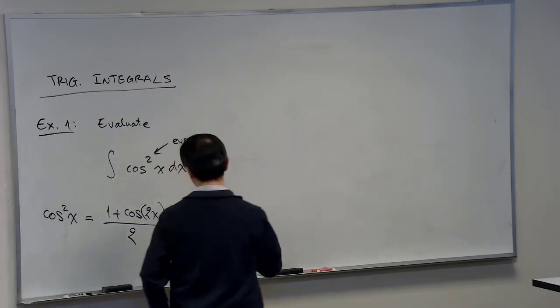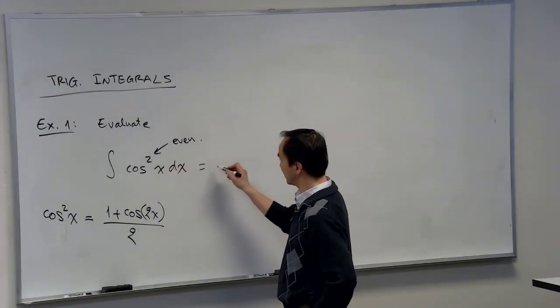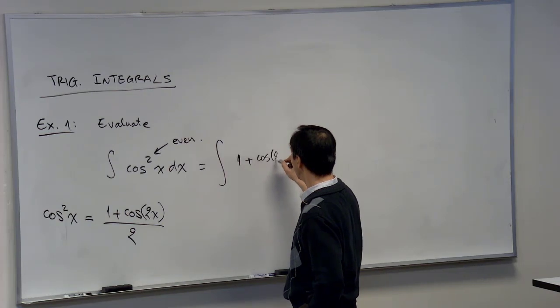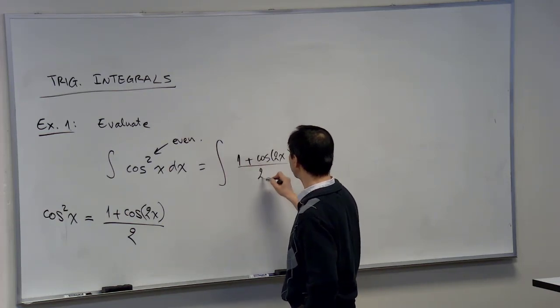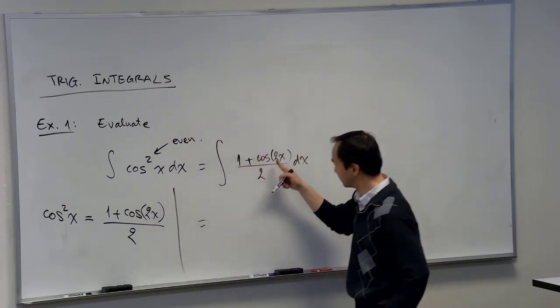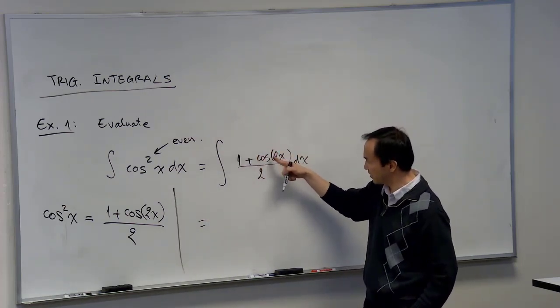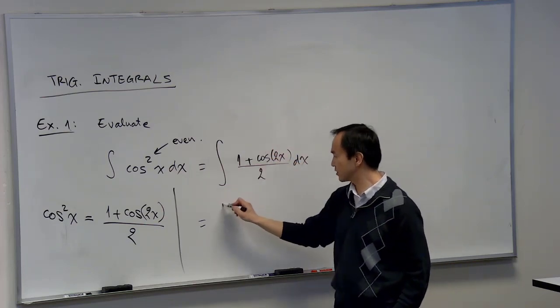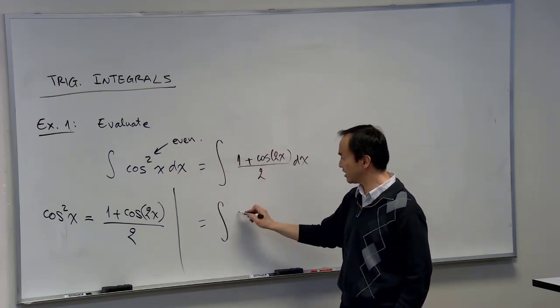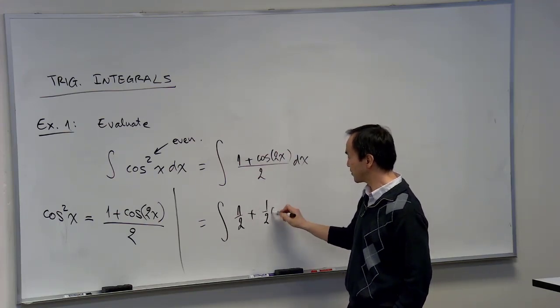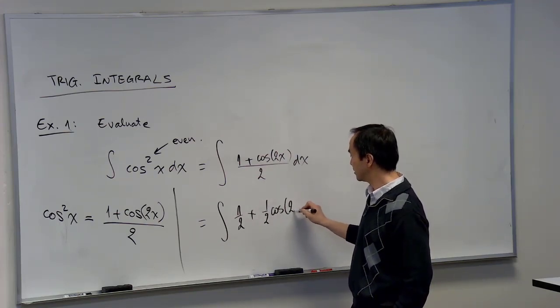So our integral here becomes the integral of 1 plus cosine of 2x, all over 2, dx. Doing this gives us some advantage, because we bring that to the ordinary cosine with power 1, making it easier. So here we can turn that into two terms: 1/2 plus 1/2 as a coefficient, cosine of 2x.